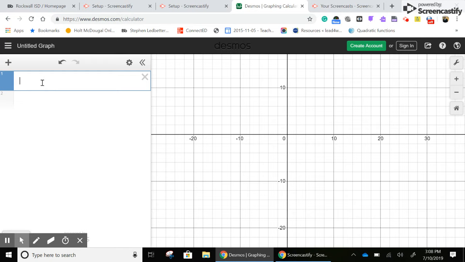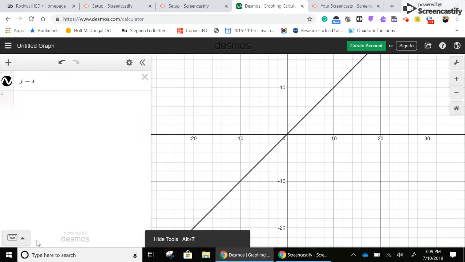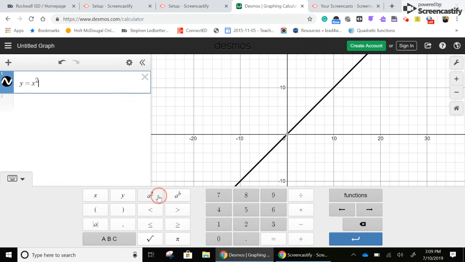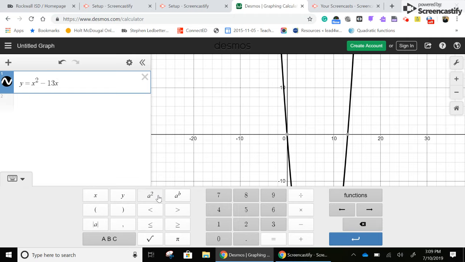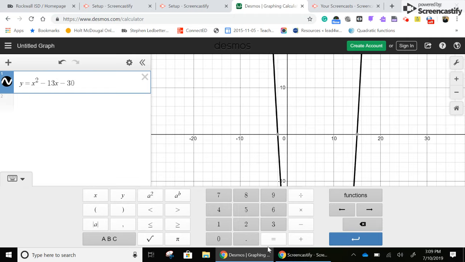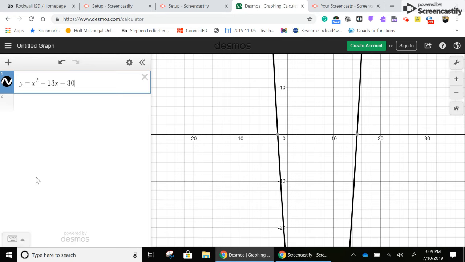And remember, there's two ways to do it. I'm just going to go ahead and type this in. All right, so there's the equation that I have typed in. I'm going to move this out of the way, and you can see it's pretty long. The y-intercept is going to be again at negative 30.